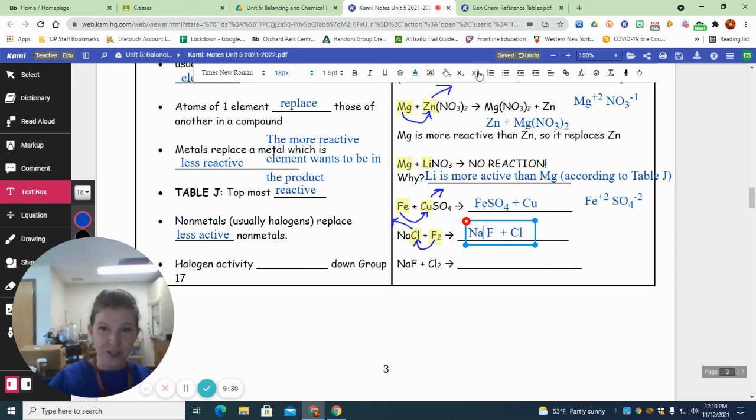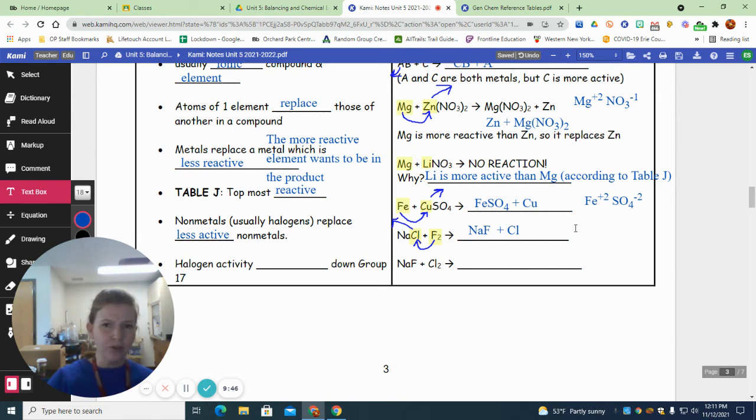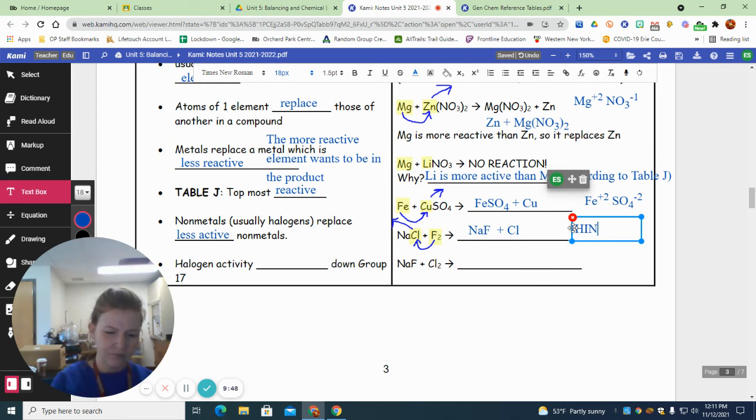Now think about charges here. Na gets a +1 charge. Fluorine gets a -1 charge. So do I need to add any subscripts? No, it's just NaF. Delete that out. Now what about the chlorine by itself? Can chlorine ever really be by itself?